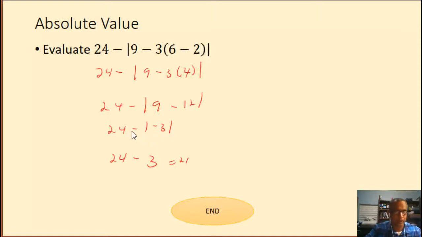So do not say minus and minus gives us plus, right? This is minus whatever this is, and this is 3. The absolute value of negative 3 is 3. And then 24 minus 3 is 21.